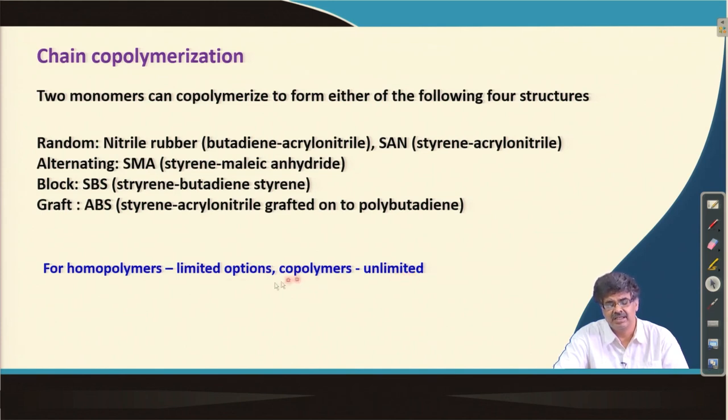So basically the number of homopolymers is given by the number of monomers which we can polymerize, but in case of copolymers we can actually change the ratio of the monomers, and we can have different microstructures. So the possibilities of synthesizing copolymers are endless, unlimited. That is in our hands: as we wish, we can change the composition or microstructure to generate new copolymers.